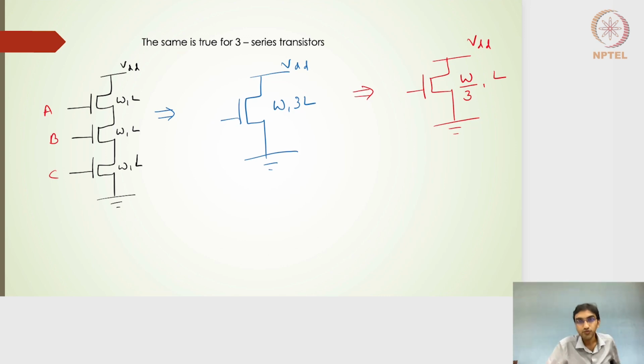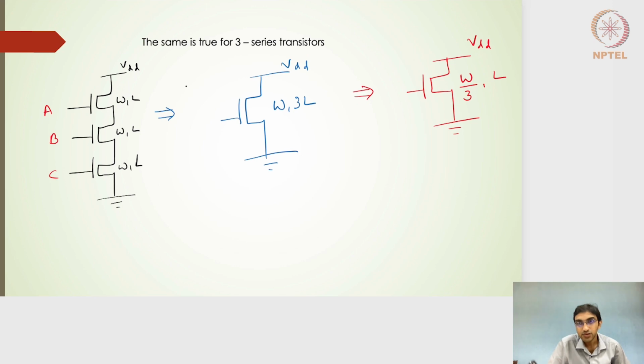The same is true for three transistors also. So here I have one configuration with three transistors of the same width W and the same channel length L. So the same dimensions, W, L, W, L and W, L. And what we notice is that, for simplification purposes, we can replace them with a single transistor of W, 3L.